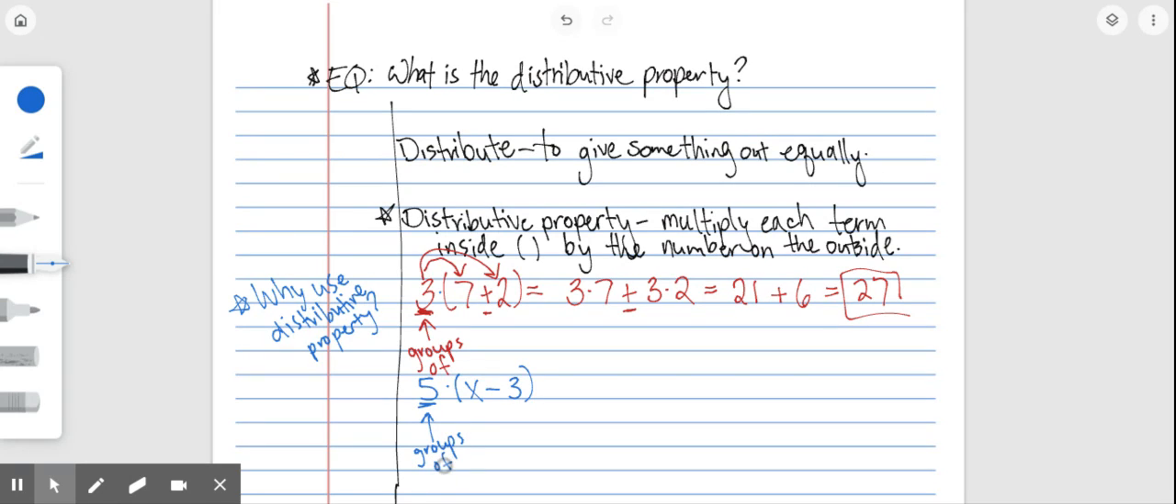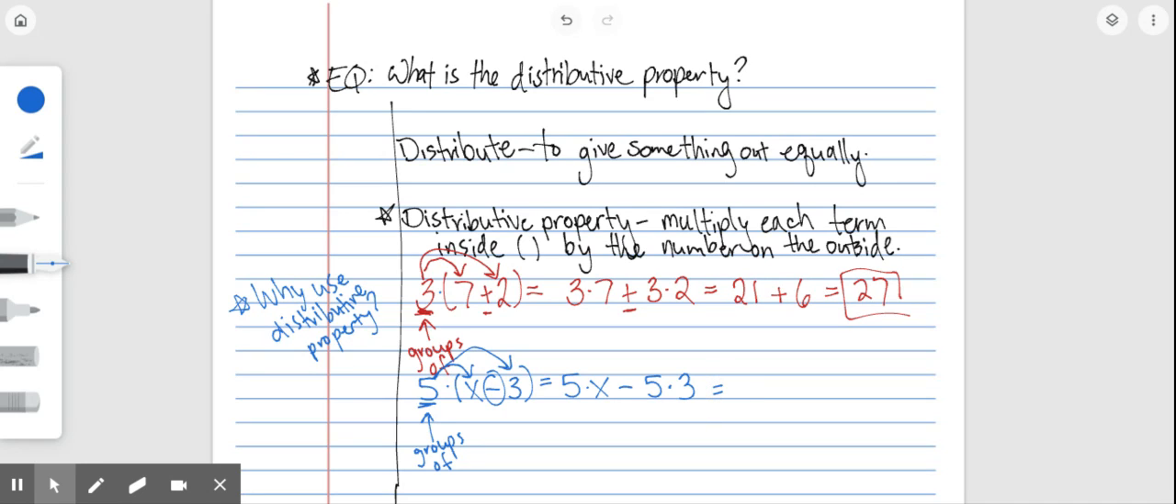Again, when we do this, I know that there are 5 groups of x minus 3, so there are 5 groups of x. 5 groups of x. So that's a multiplication. And this time I've got a subtraction in the middle, so I'm going to keep the subtraction. And there are, again, 5 groups of 3. Then I simplify if I can.